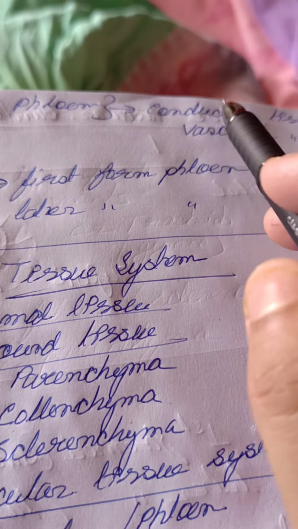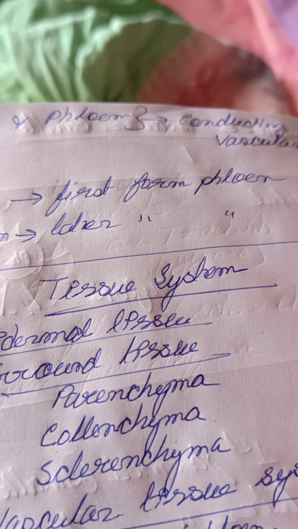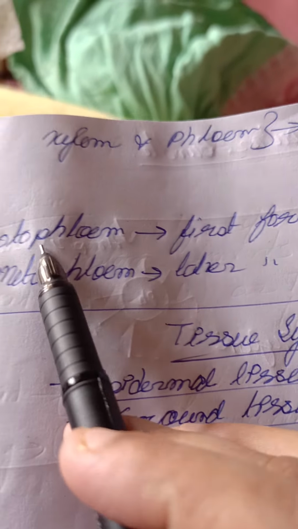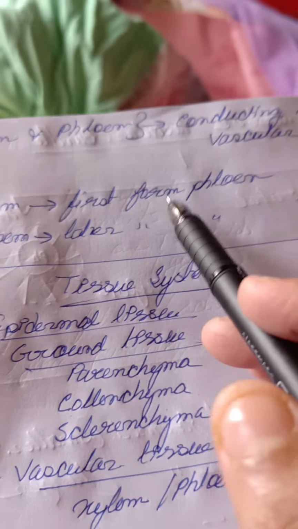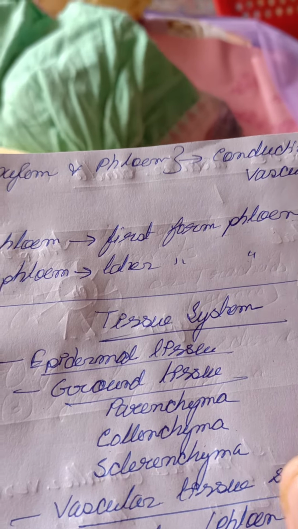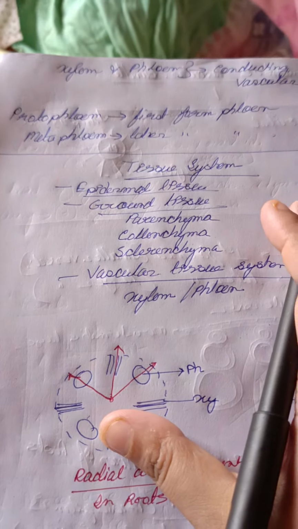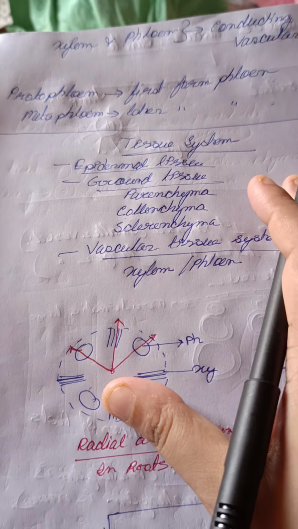so we know xylem and phloem together are known as conducting tissue or vascular tissue. Similar terms are protoxylem, protophloem, metaphloem. Protophloem means the first formed phloem, metaphloem is the later formed phloem. Clear? Now the tissue system, how this xylem and phloem are arranged.